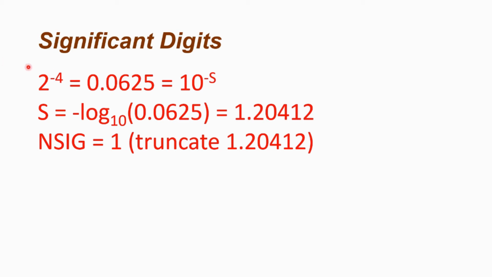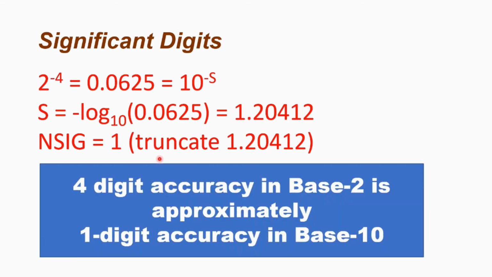From this, we say that in base 2 we have 4 significant digits. So what is the significant digits in base 10? So we solve the equation 2 raised to power minus 4 is 10 to the power minus s. So s becomes equal to minus log to base 10 of 0.0625, that is 1.2042. We drop the fractional part and we get 1. So we get n sig, or the number of significant digits, is 1 in base 10.